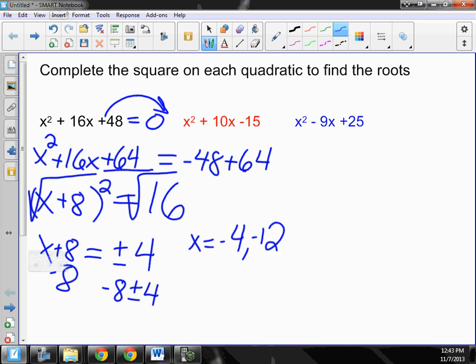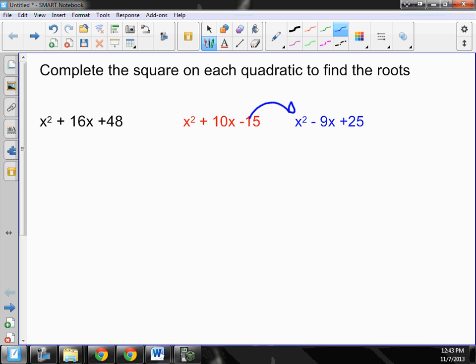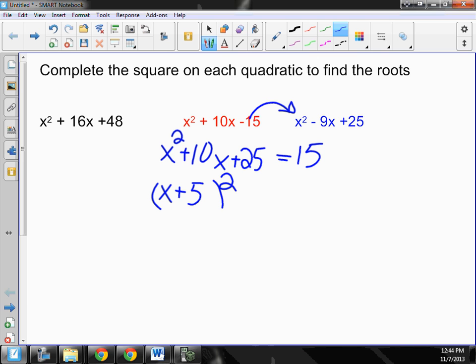Okay. For the next one, add the 15. X squared plus 10x equals 15. What is my factor? Plus 5. And if I square that, what's my perfect square? 25. So now 15 and 25 gives me 40. 40 is not a perfect square, so this one's going to have a square root in it.